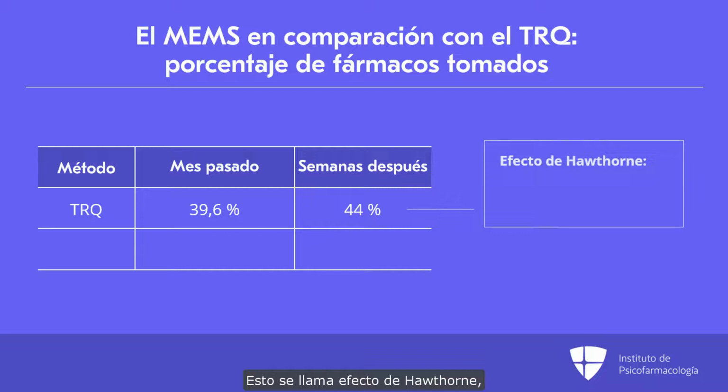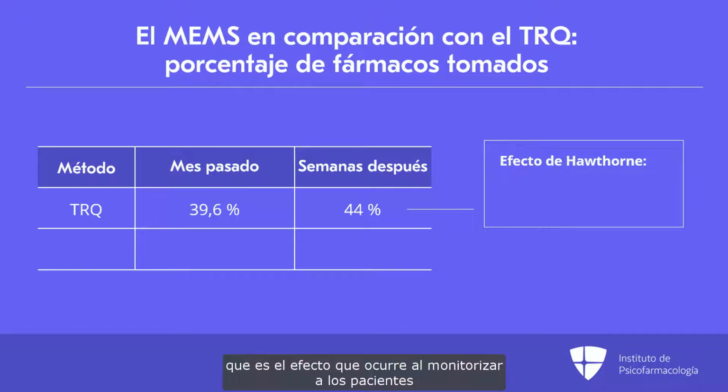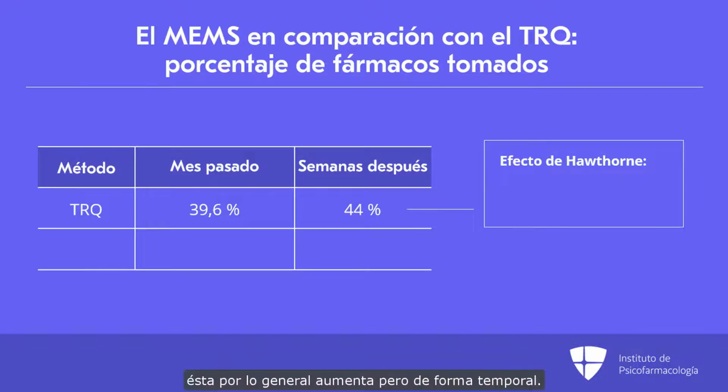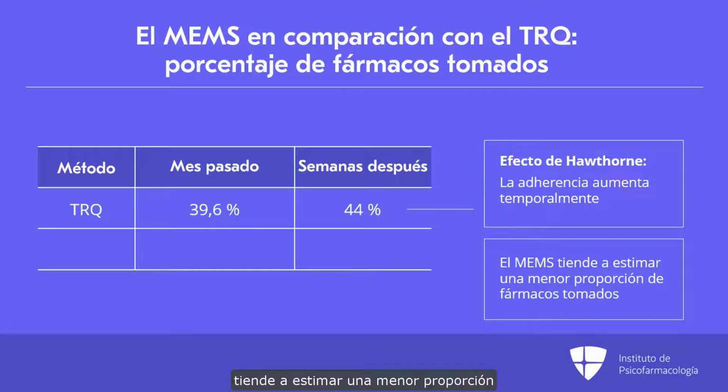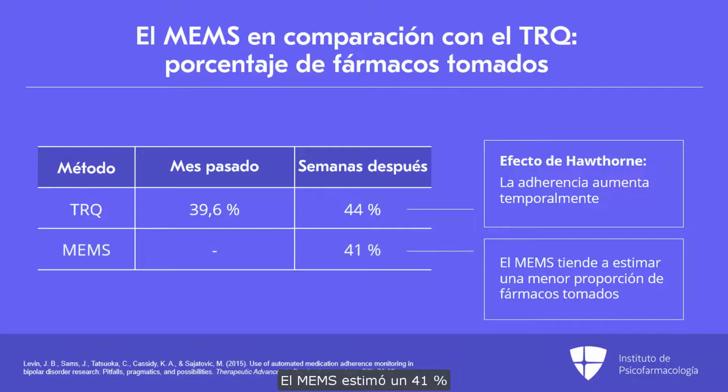Something called the Hawthorne Effect, and this is when you start to monitor people and ask them about adherence, their adherence will improve, usually only temporarily. And the other take-home message that I would say here is that MEMS tends to calculate a lower proportion of medication taken versus self-report. So MEMS calculated was 41% versus the TRQ, which might be anywhere from 44 to 44.9%. So electronic monitoring tends to have lower findings.